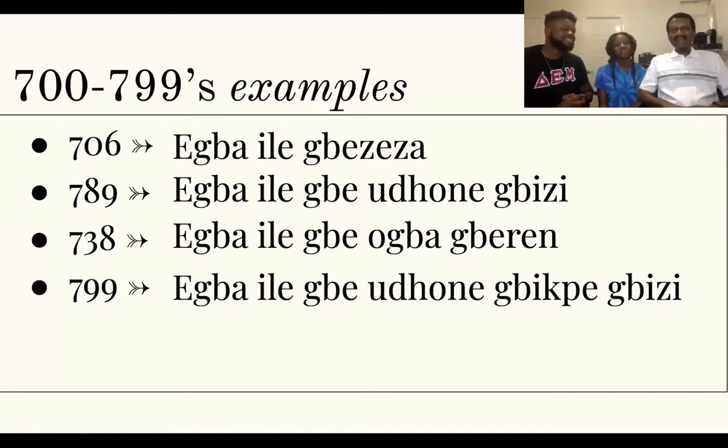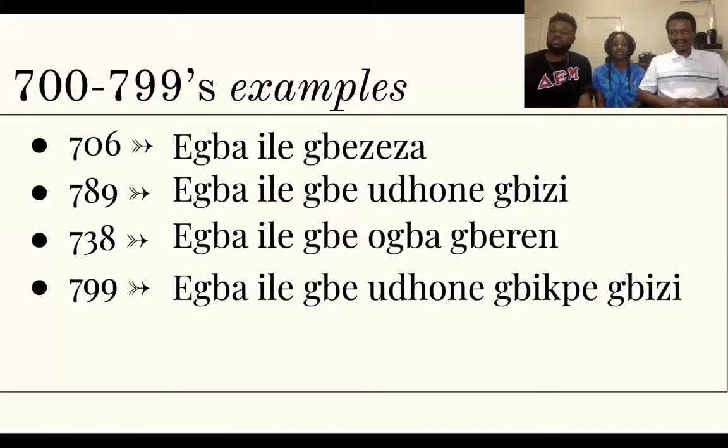Oh, yes. So 706 is Egba Ile Bezeza. Then 789 is Egba Ile Udone Bizi. 738 is Egba Ile Be Ogwek Beren. 799 is Egba Ile Be Udone Bigwek Bizi. Let me what's next, brother.